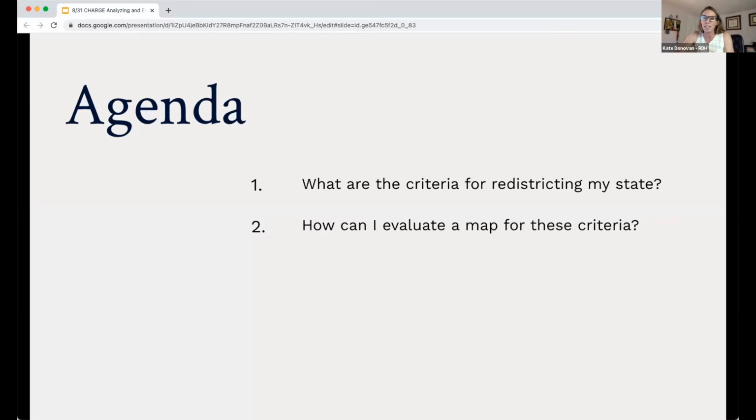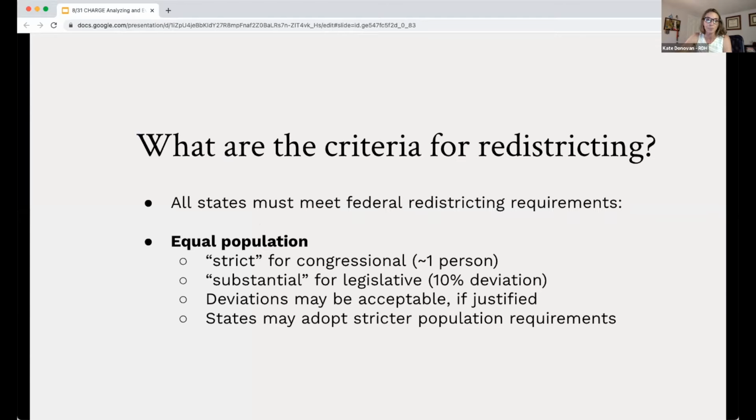Actually, it's really great because Kathy and Allison and I are all sort of touching on the same thing, but from a slightly different angle. And I think that's really helpful for understanding the complexity of some of these issues. So I'm going to also touch very briefly on the redistricting criteria that you see across states, and then also talk about which free mapping tools can be used to analyze and evaluate maps for those criteria.